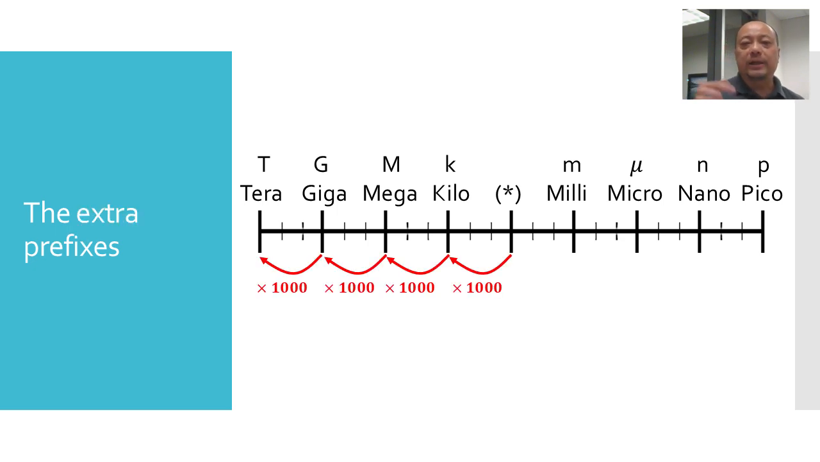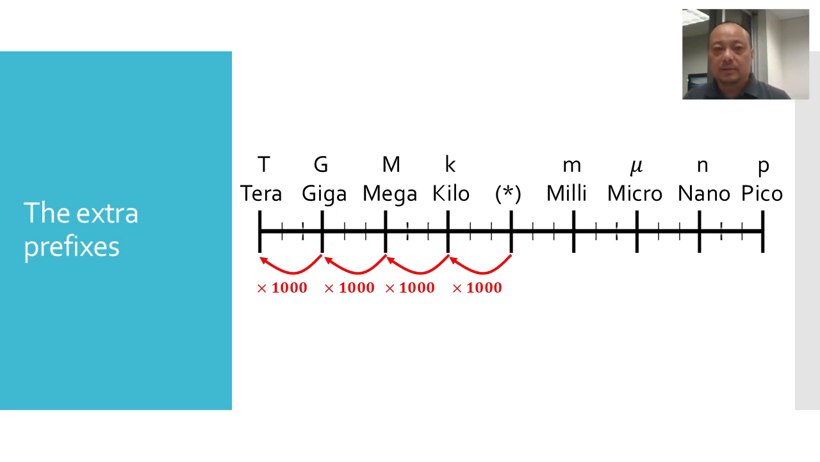From the basic unit to the kilo is 1,000. From kilo to mega is another 1,000, total of 1 million. From mega to giga, another 1,000. From giga to tera, another 1,000. If you've been looking at computer storage, hard drive, phone memory, these prefixes may be familiar to you. Megabytes, gigabytes, terabytes.